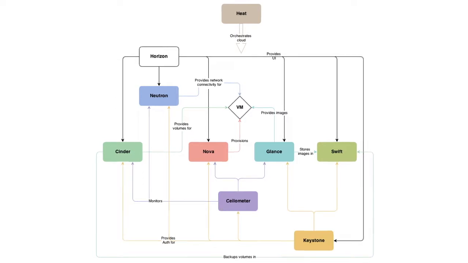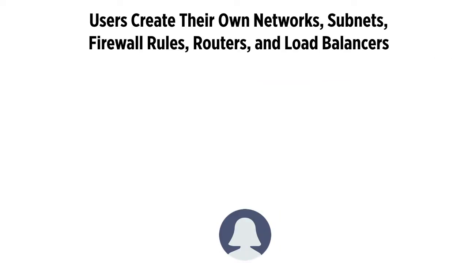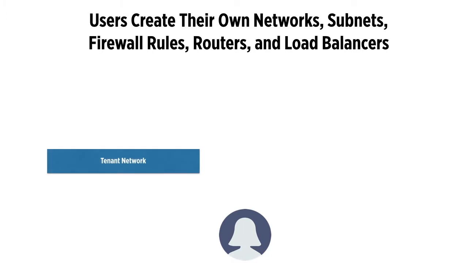Neutron is the OpenStack networking service, and it's a system that includes an API for managing virtual networks and IP addresses. If one wants to boot an instance, they typically need to provide a network on which to boot that instance so that it has network connectivity.